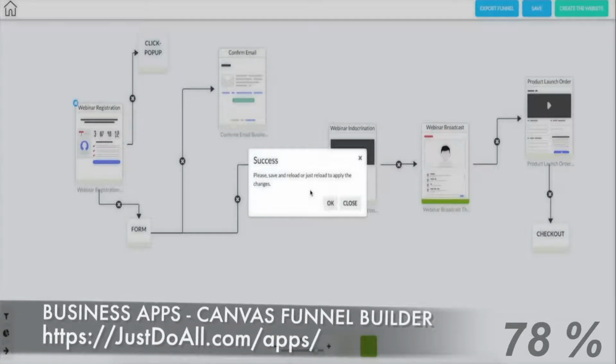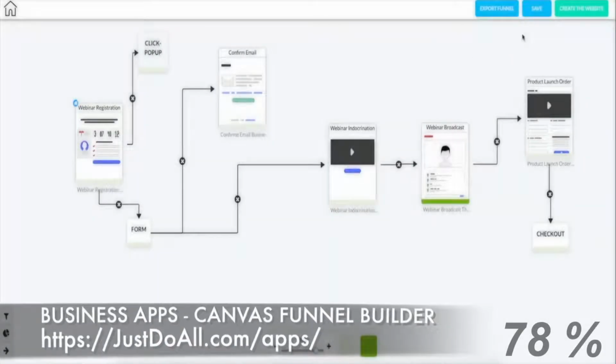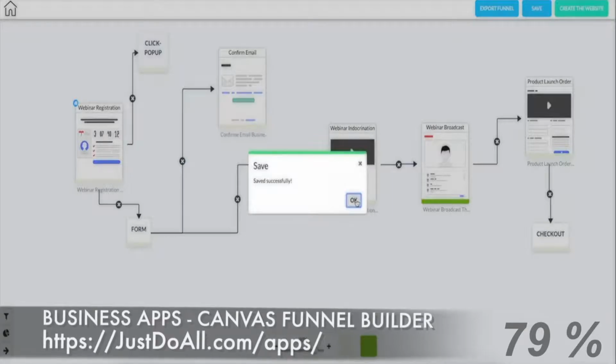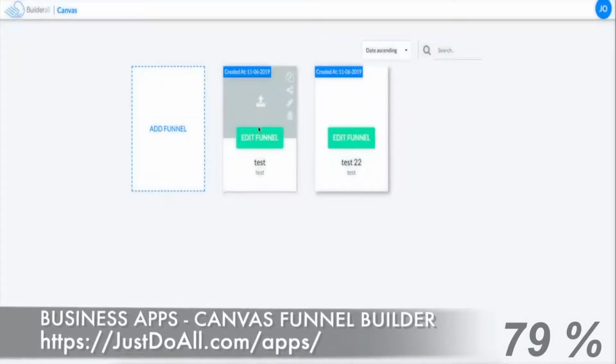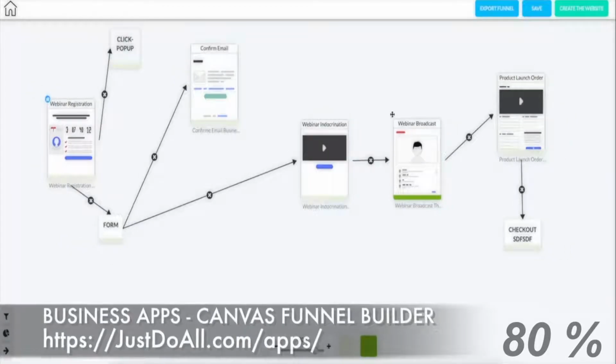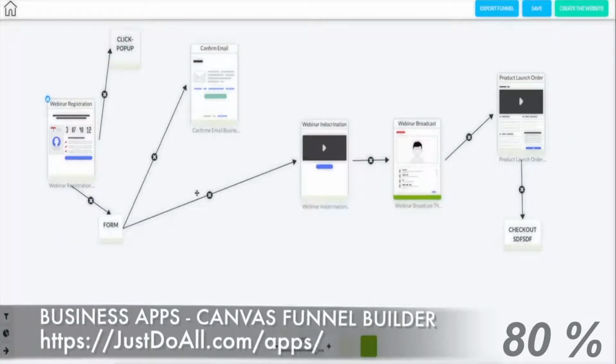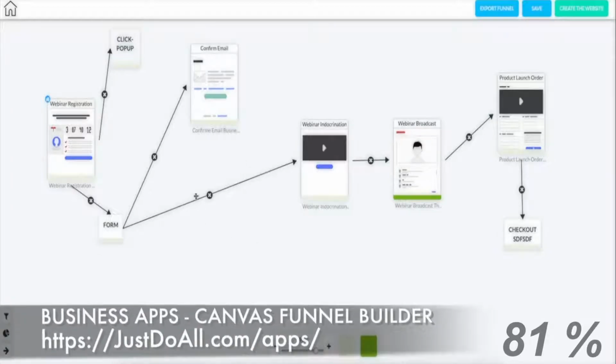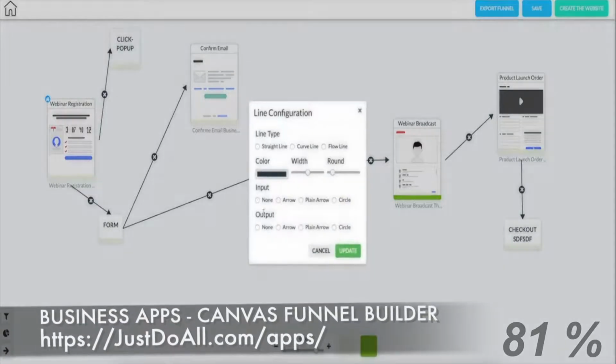So to see these changes, you'll have to save and reload. So now I'll save the page. I'll go back to home and I'll reload it. And now you can see they're all straight lines with no corners, with no 90-degree angle corners. I can change that again.